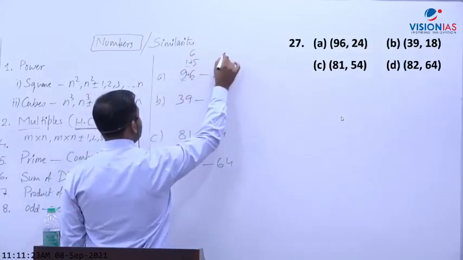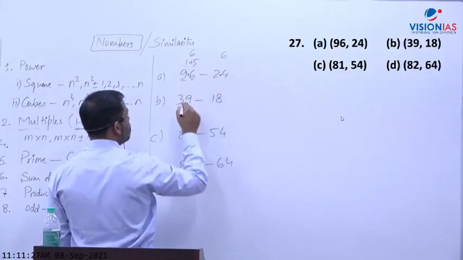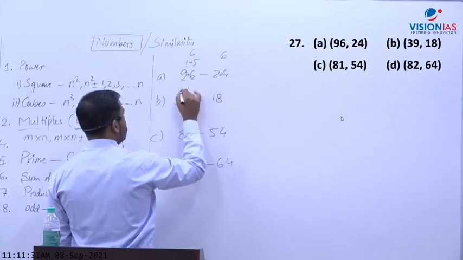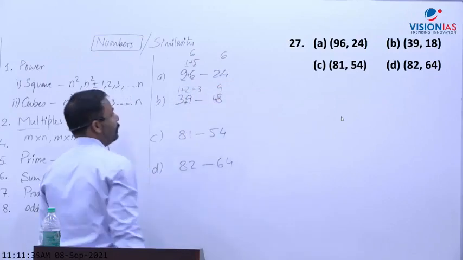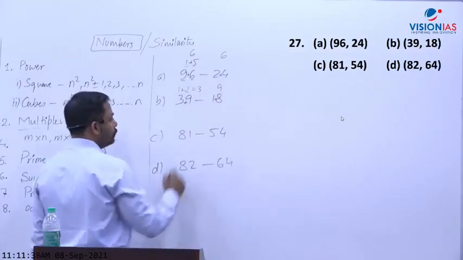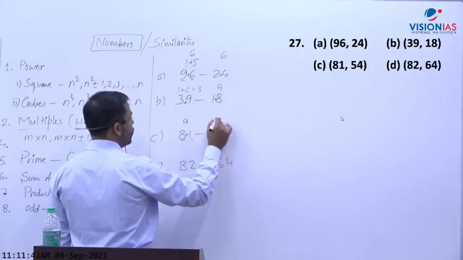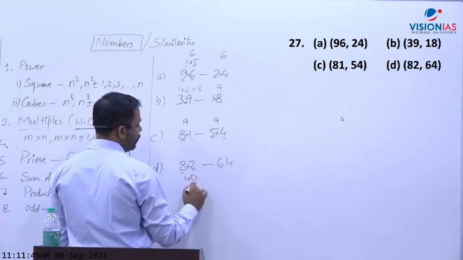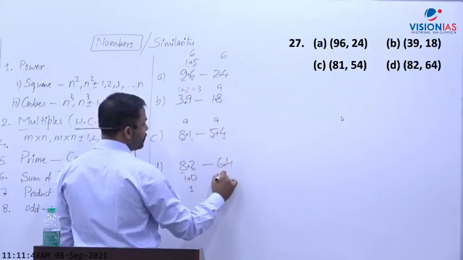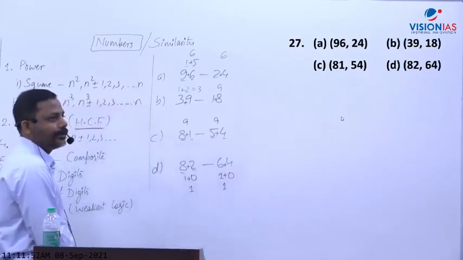Here also 6 and 2 is 6. 4 and 2 is 6. So now in the second option, 9 plus 3 is 12. Now 1 plus 2 is 3. But here 1 plus 8 is 9. Adding these two digits, we will get 9. And here also 5 plus 4 is 9. Here 8 plus 2 is 10. Further adding it, we will get 1. 6 plus 4 is 10. Again, we will add the two digits 1 and 0, which is 1.